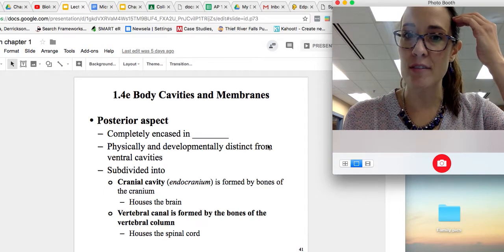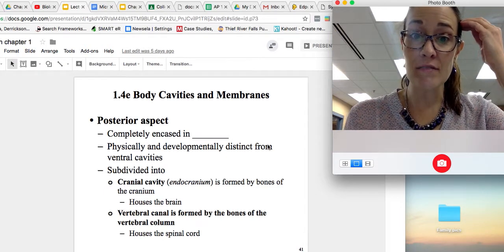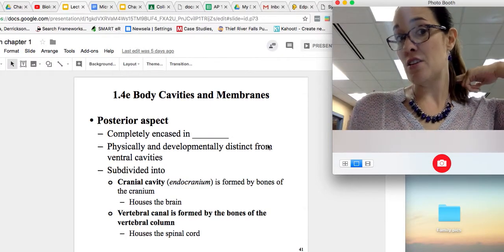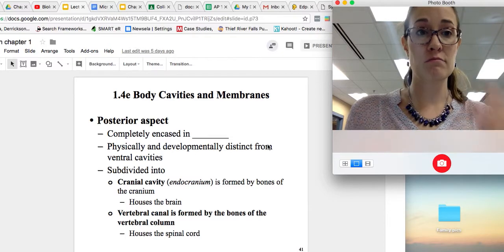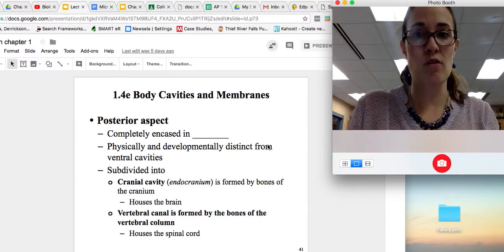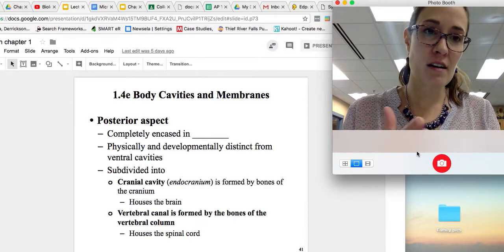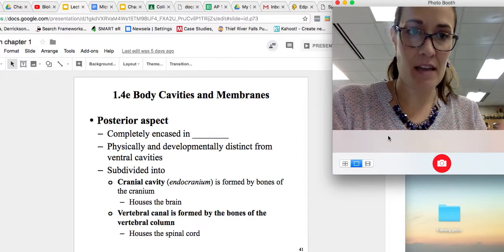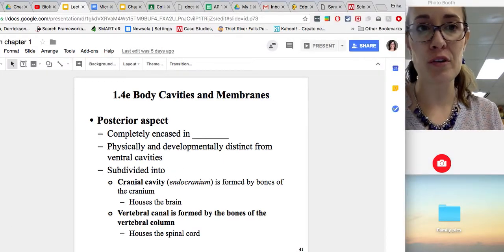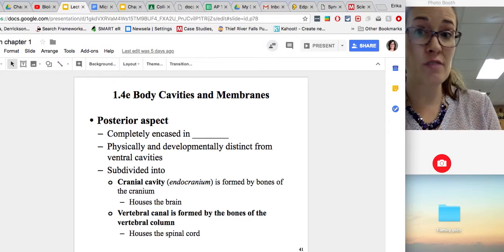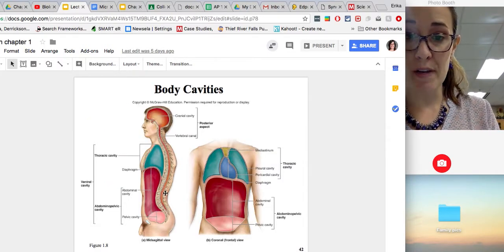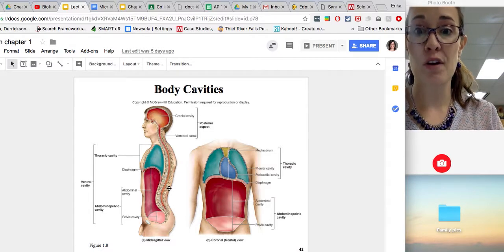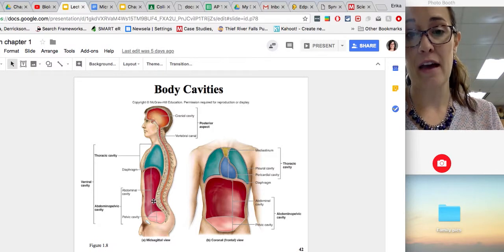So we're talking about the cranial cavity, also called your endocranium. This houses your brain. Continuing on, you have your vertebral canal, your spine, that houses the spinal cord. These are different from the anterior cavities because they develop at a different time. They develop together, your brain and spinal cord, pretty early on in embryological development. And this shows a picture of that posterior aspect in orange, the cranial cavity and your vertebral canal. This is your posterior cavity.